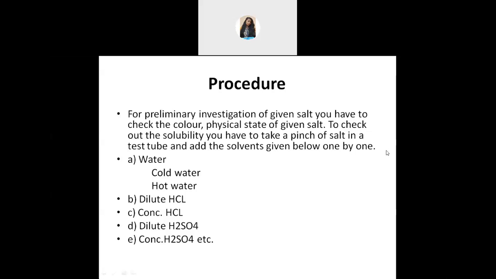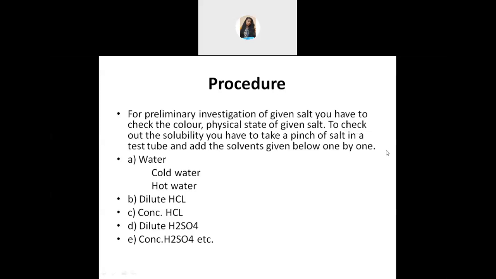Next you have to check the solubility of the salt. For solubility, you have to take a pinch of salt in a test tube and add water first. If the salt is soluble in cold water, then the solubility is in cold water. If the salt is not dissolving in cold water, then you can give some heat. And if the salt is dissolving in hot water, then you write down that the solubility of that salt is in hot water. Got it?